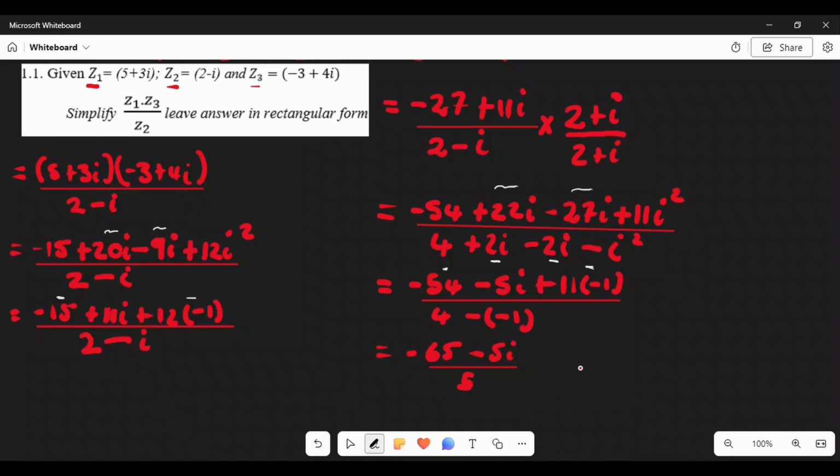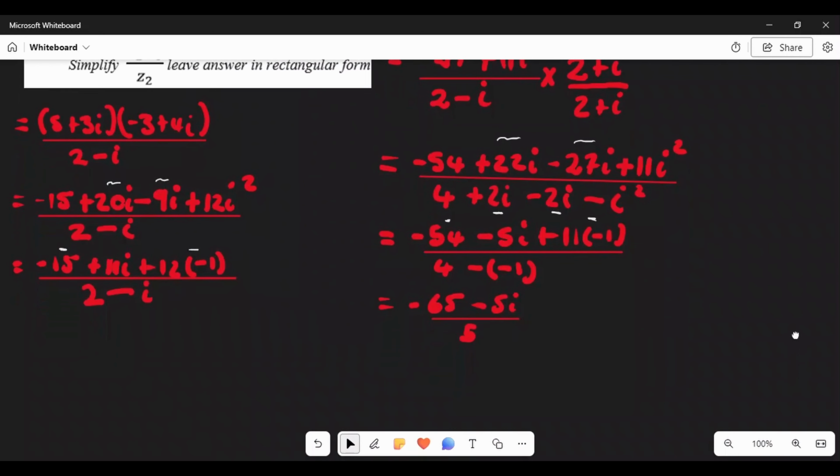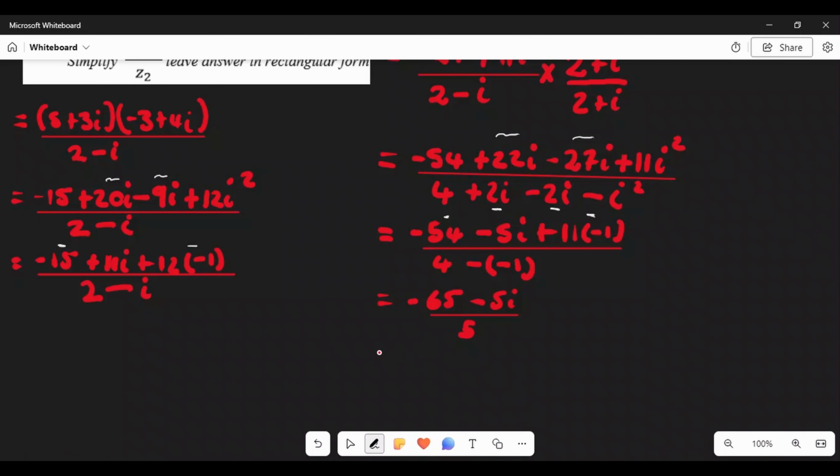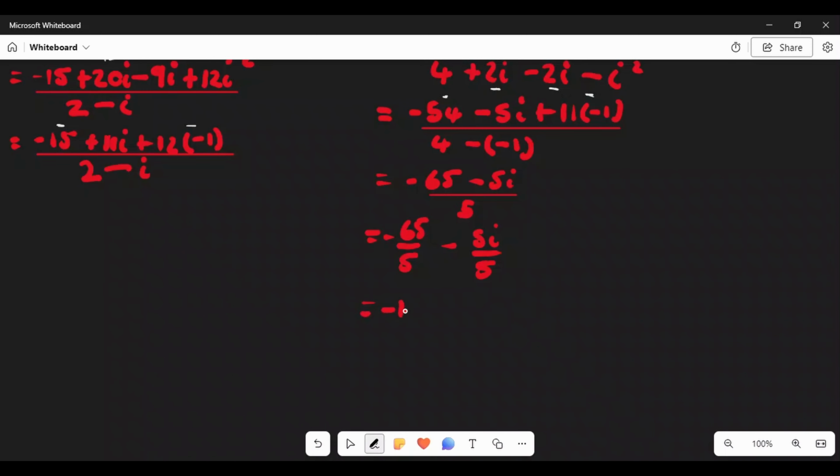If we continue here, let me just create another space, guys. We can say that negative 65 divided by 5 minus 5i divided by 5. So our final answer here is going to give us negative 13 minus i.